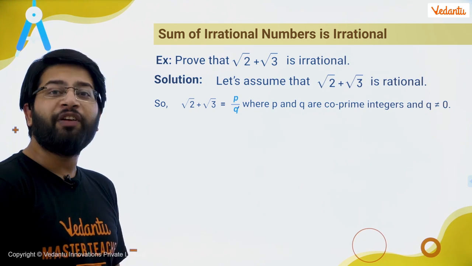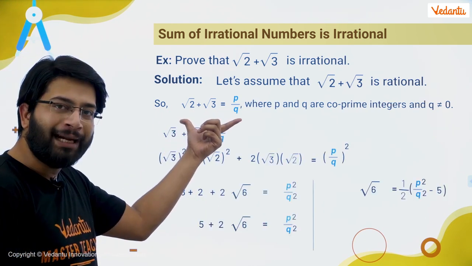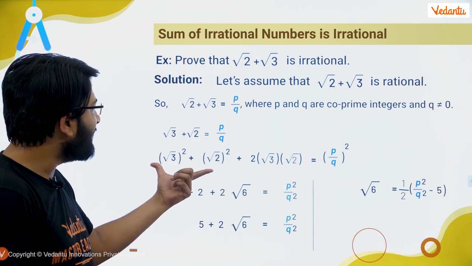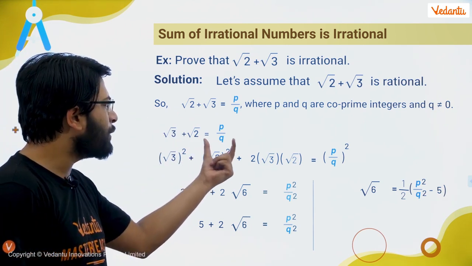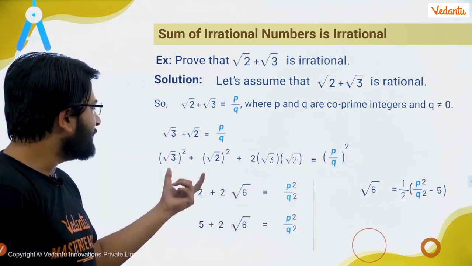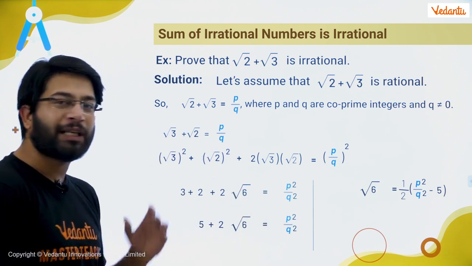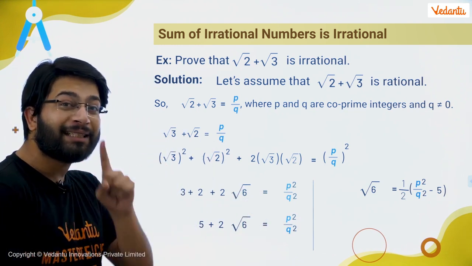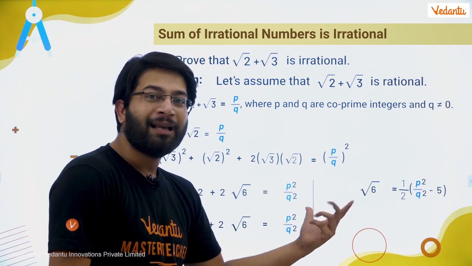So what we will do? We will square both sides, champ. We will take the square on both sides and it will become what? Very simple. (a plus b) whole square, a square plus b square plus 2ab equal to (p upon q) whole square. So this will become 5 plus 2 root 6 equal to p square upon q square. Again, champ, see the final expression. Under root 6 equal to this quantity.